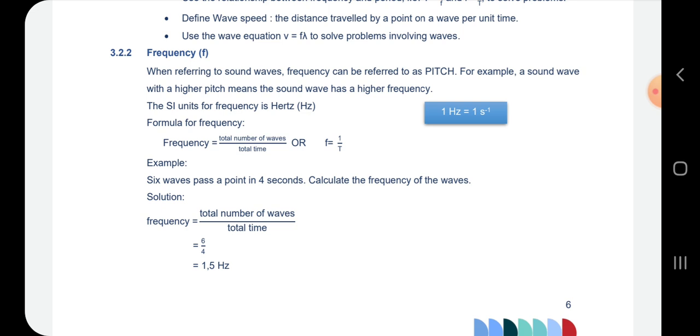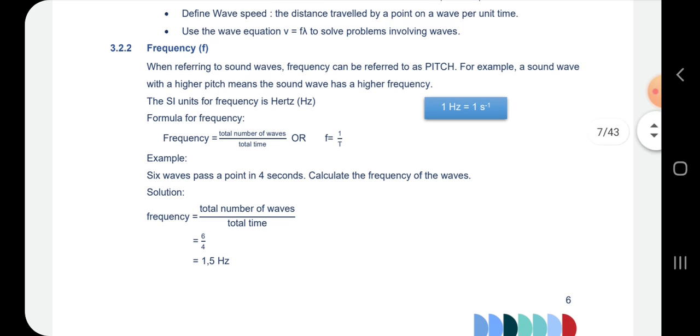That is what is required of you. So let's look at this thing. There are 6 waves. So we have the total number of waves that pass a point in 4 seconds. We have time. Now calculate the frequency of the waves. So we take the total number of waves, which is 6, divide it by the total time.